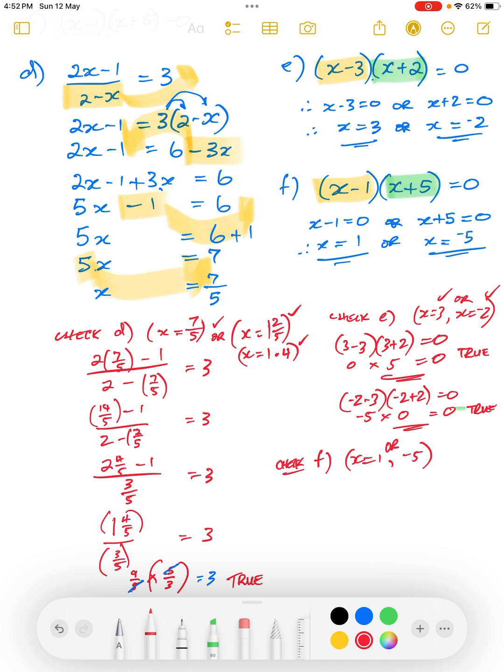Let's check F. I want to check the values 1 and -5. And x could be 1 or -5. So let's try the 1 first. Put a 1 for x. So we would get 1 minus 1 is 0, times 1 plus 5 is 6. Yep, that's true. 0 times 6 does equal 0. And let's try the -5 now. -5 minus 1 in the first bracket. -5 plus 5 in the second bracket. So we would get -6 times 0, and that is in fact true. And yes, 1 or -5 are the correct solutions. There are 2 solutions for part E, 2 solutions for part F.